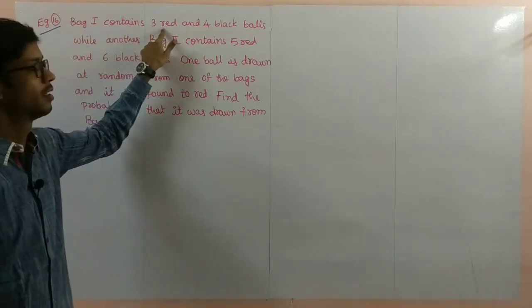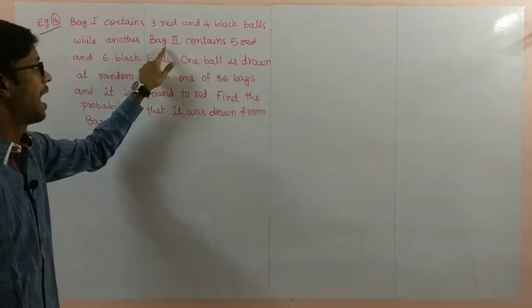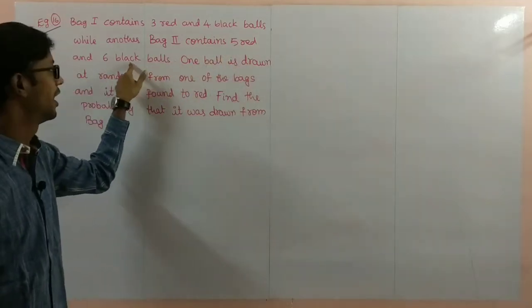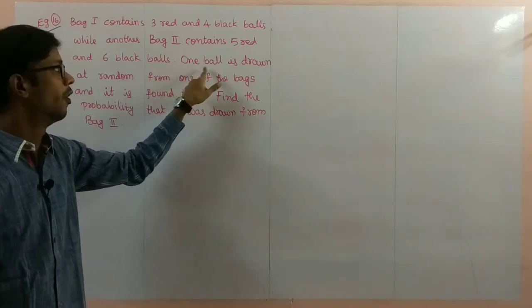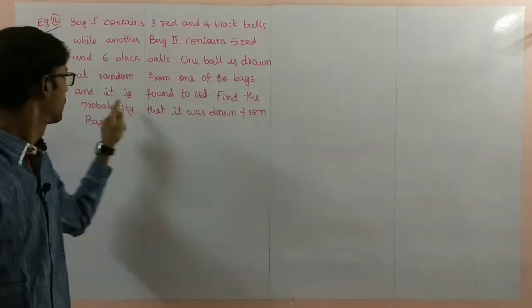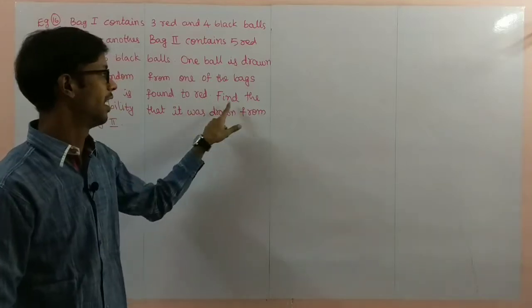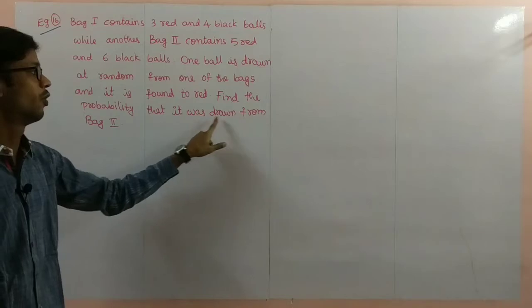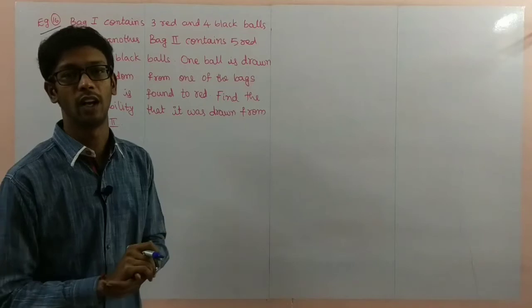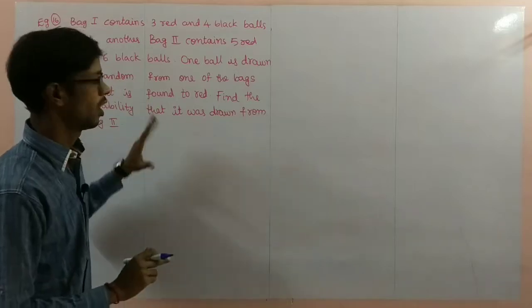Bag 1 contains 3 red and 4 black balls, while another bag 2 contains 5 red balls and 6 black balls. One ball is drawn at random from one of the bags and it is found to be red. Find the probability that it was drawn from bag 2. Here, understanding the question is very, very important. If you are not understanding the question properly, read the whole question once again.